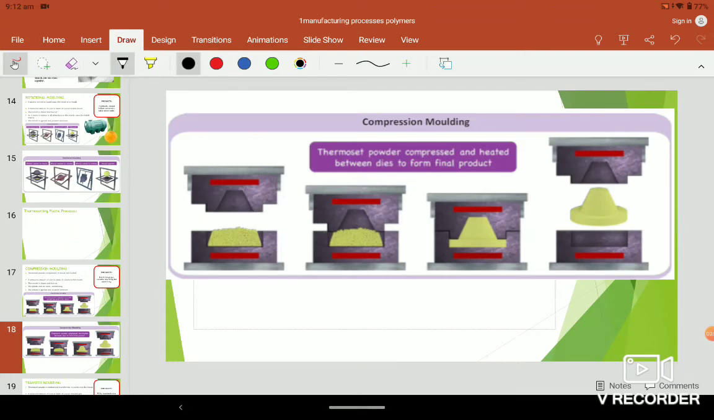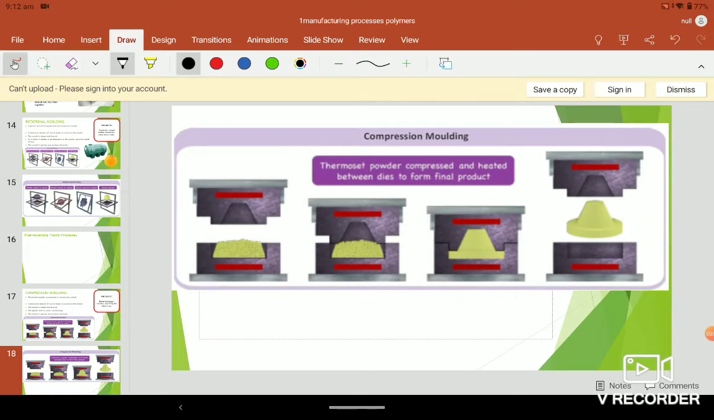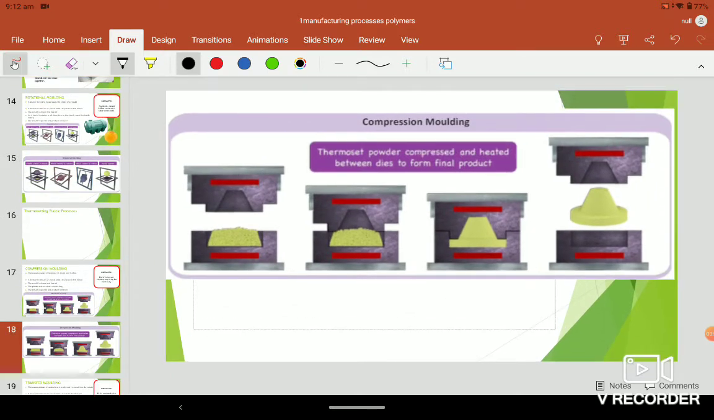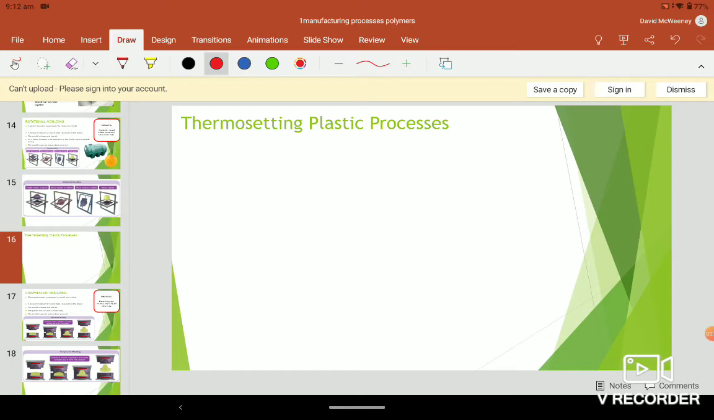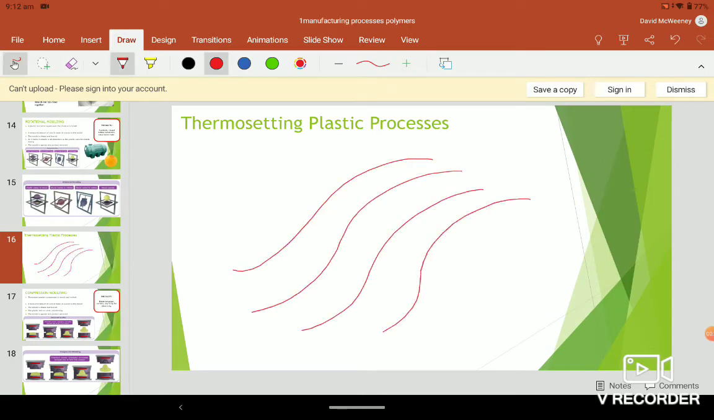Okay, so guys, what we're looking at today, or yesterday, was compression moulding and transfer moulding. So the two thermosetting manufacturing processes. These are quite simple processes, and the reason for that is this process of cross-linking. So you have your chain molecules like that. This process of creating these cross-links takes a while. Okay, so cross-linking takes time.